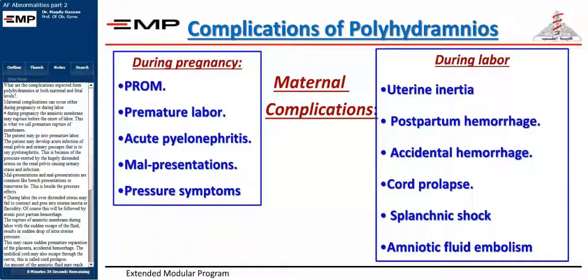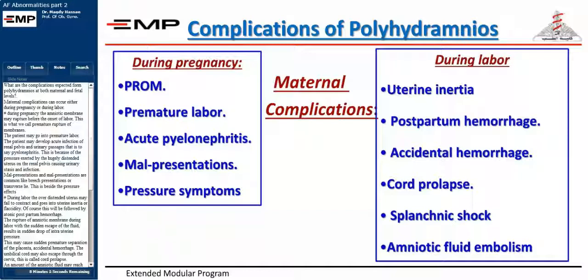During pregnancy, the amniotic membrane may rupture before the onset of labor. This is what we call premature rupture of membranes. The patient may go into premature labor. The patient may develop acute infection of renal pelvis and urinary passages, that is to say pyelonephritis. This is because of the pressure exerted by the hugely distended uterus on the renal pelvis, causing urinary stasis and infection.